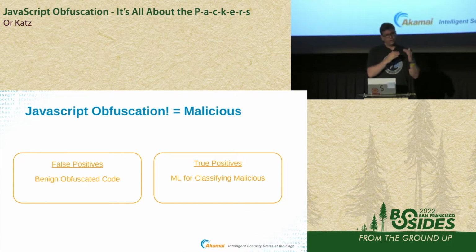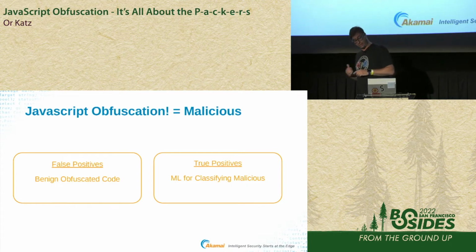And let's try to figure out if we can find techniques that will enable us to say that at least a few of them are obfuscated, but we know how to say that they are benign and not malicious. So that's the first approach. And the second approach is a true positive kind of approach.